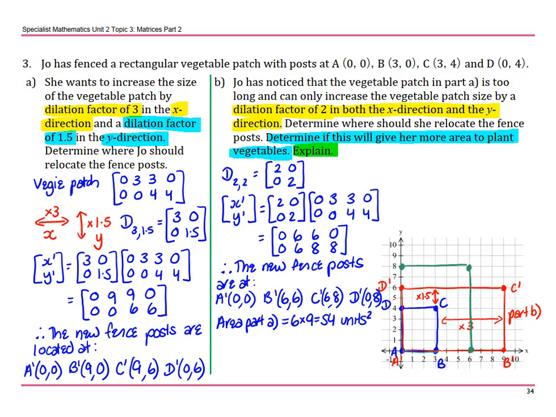So you can see with that dilation being the same in both directions, so you've times by 2, times by 2. We have a similar shape, it's just enlarged. So my area for part B, I'll label that.